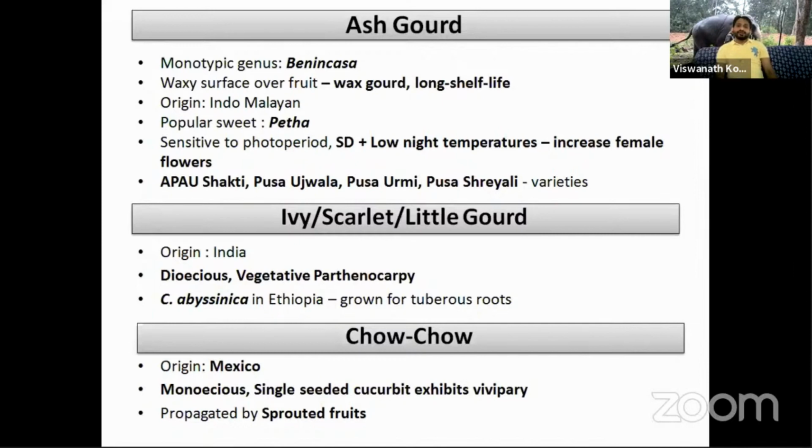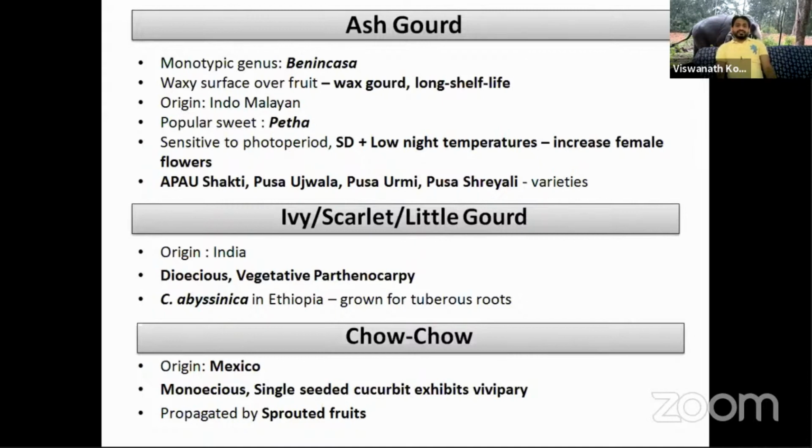The ivy gourd originated in India and is a dioecious plant. Vegetative parthenocarpy exists, so there is no need of planting 10% male plants. Here in case of pointed gourd, we need to plant 10% male plants because for fruit set pollination is needed. But due to vegetative parthenocarpy in ivy gourd, there is no need of planting the 10% male plants.